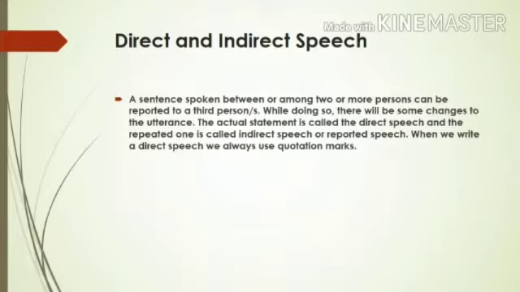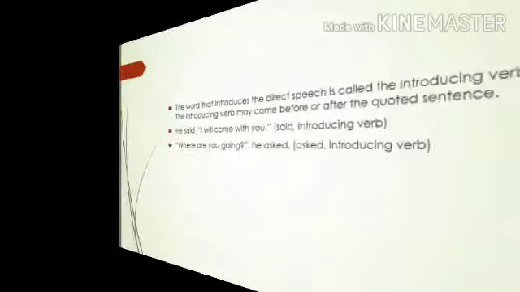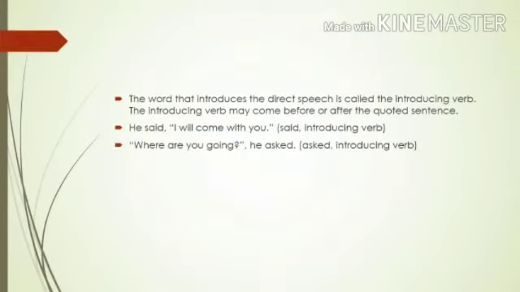When we write a direct speech, we always use quotation marks. The word that introduces the direct speech is called the introducing verb. The introducing verb may come before or after the quoted sentence. He said, "I'll come with you." Here, the word said is the introducing verb. This word comes before the quoted sentence. The quoted sentence is, "I'll come with you."